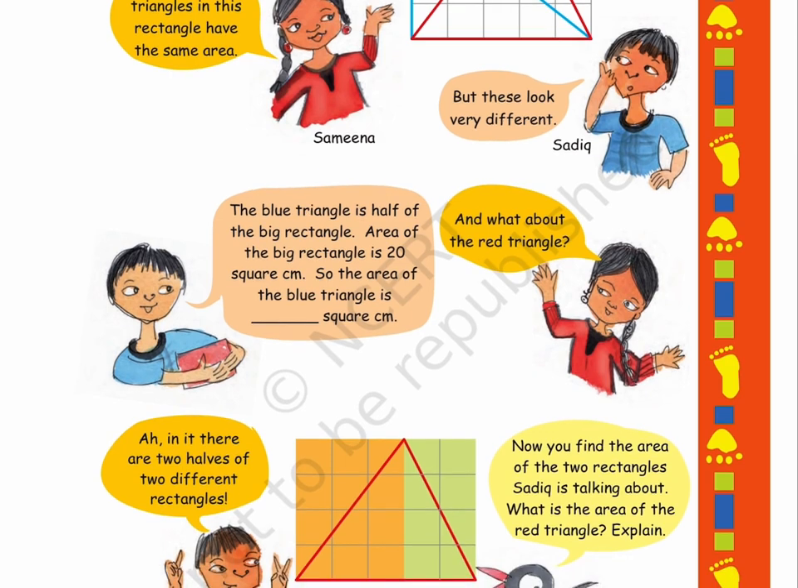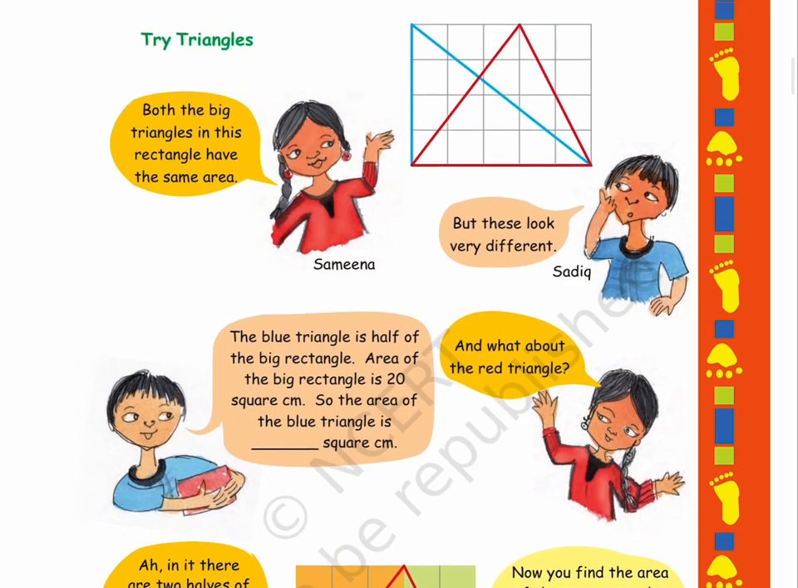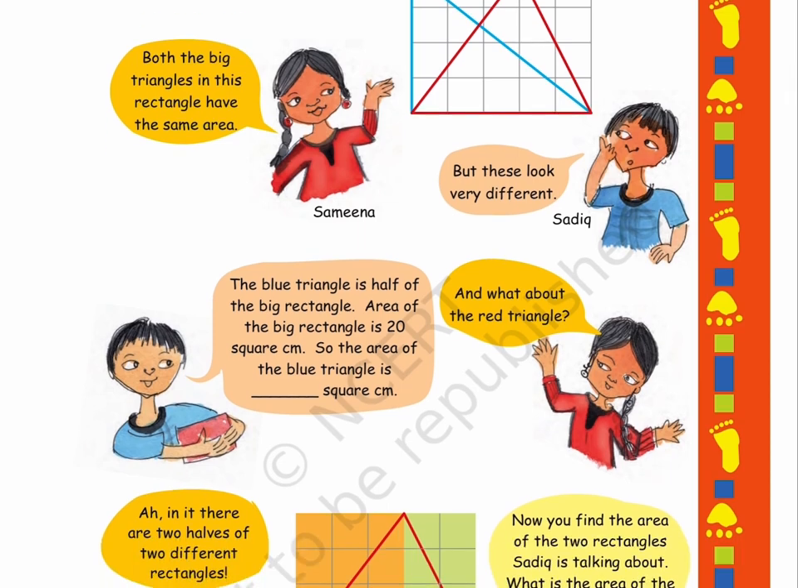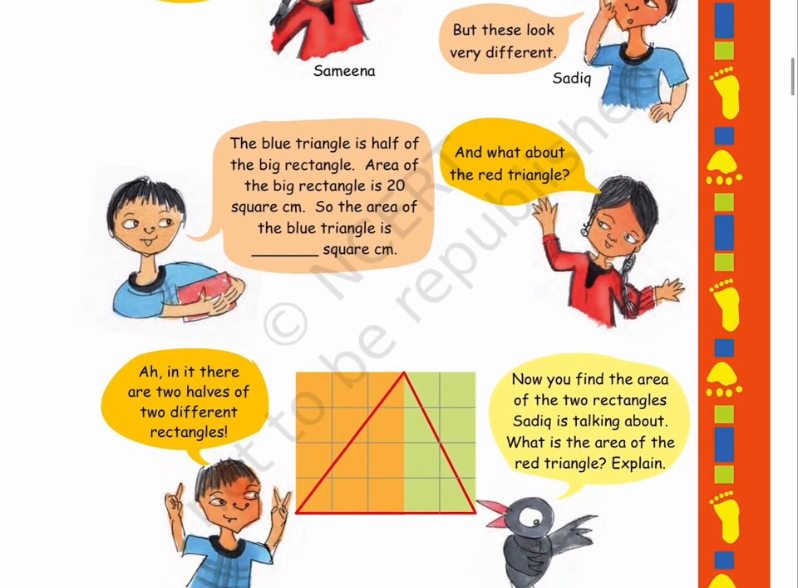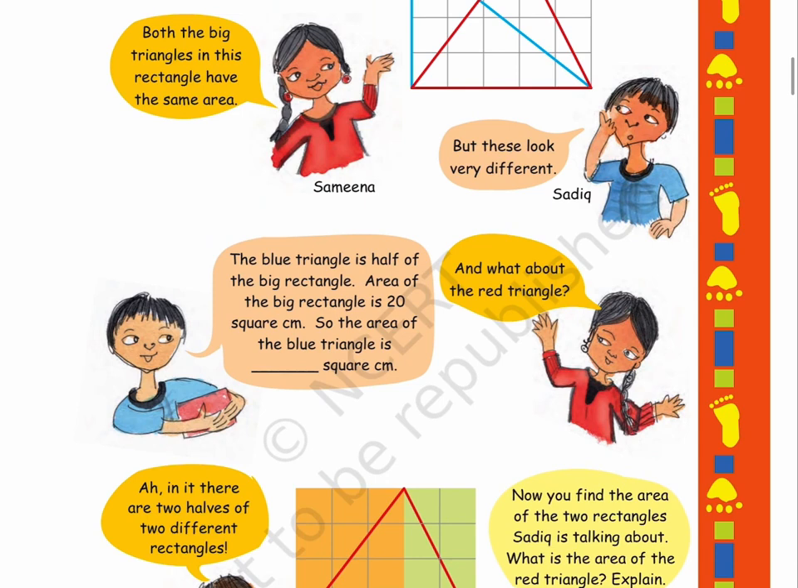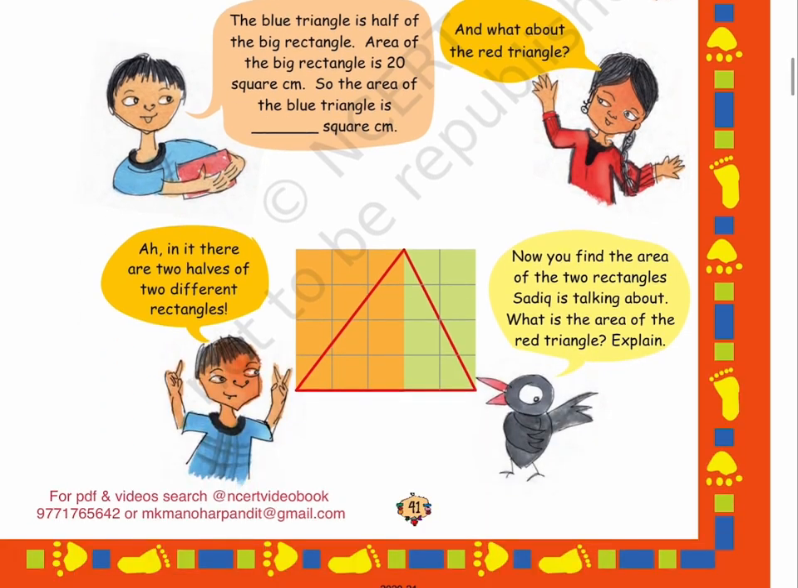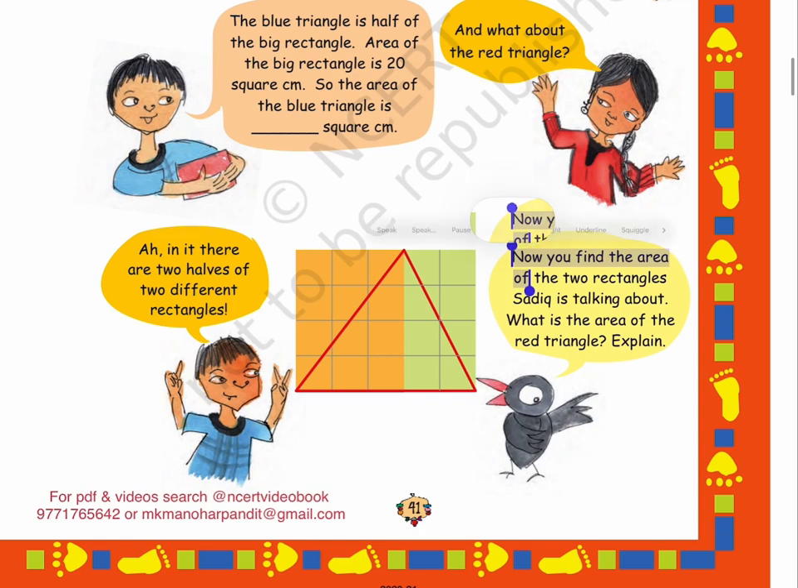Sadiq continues by saying, "The blue triangle is half of the big rectangle. Area of the big rectangle is 20 square centimeters. So the area of the blue triangle is dash square centimeters." Samina asks, "And what about the red triangle?" Sadiq replies, "In it there are two halves of two different rectangles."